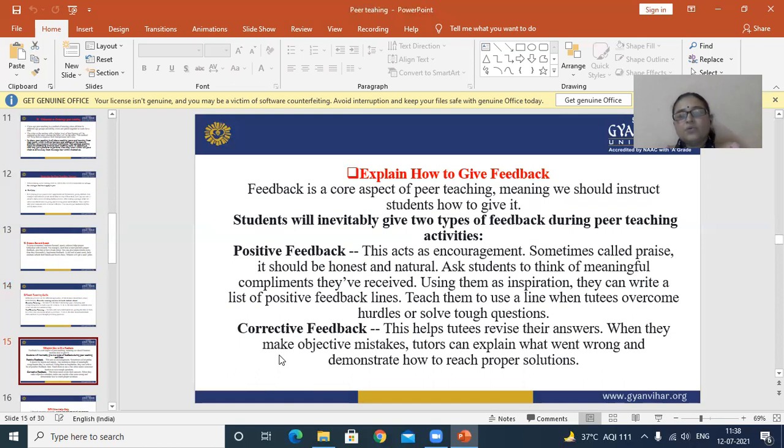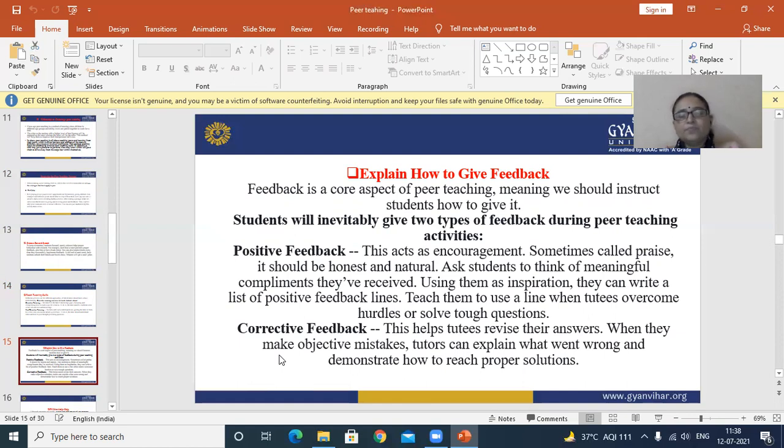Explain how to give feedback. Feedback is a core aspect of peer teaching. Teachers should instruct students how to give it. Students inevitably give two types of feedback during a peer teaching activity.